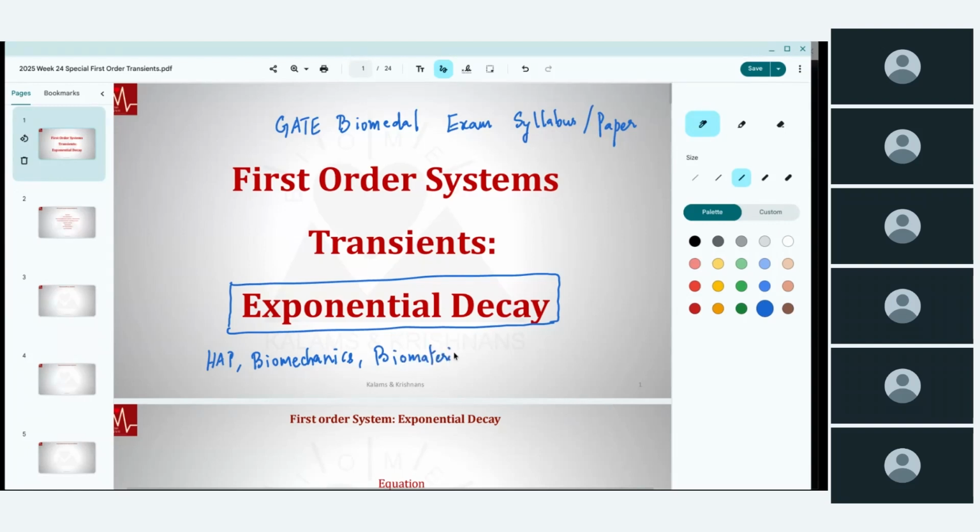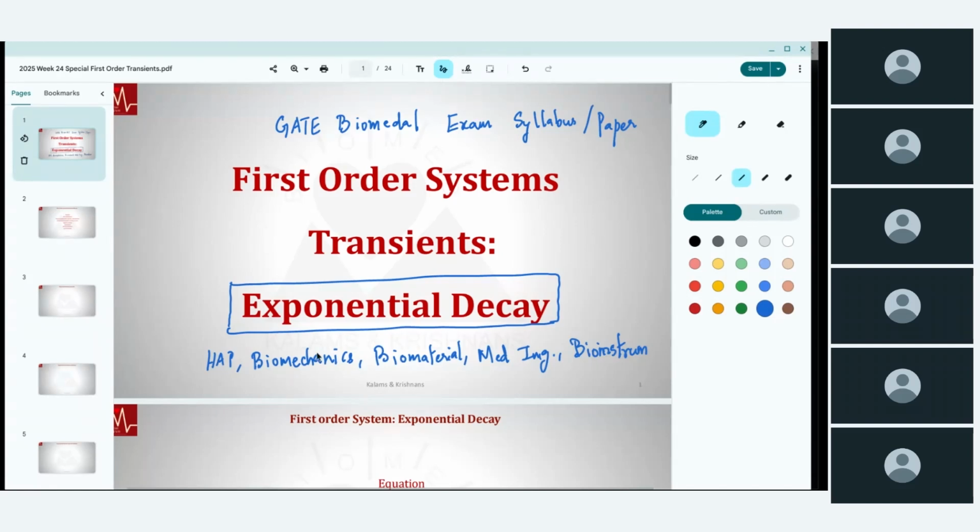And will they show up in other things? Medical imaging, how about that? Answer is yes. So you name a subject, that is how important this particular topic is. Almost every year there is one question based on first order systems from 3 or 4 of these subjects. So from, let's say, 4 subjects, one question each, there are about 4 questions in the GATE examination.